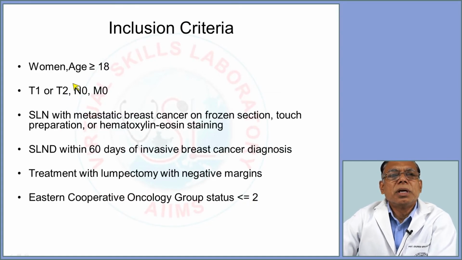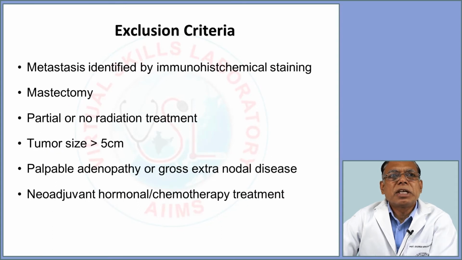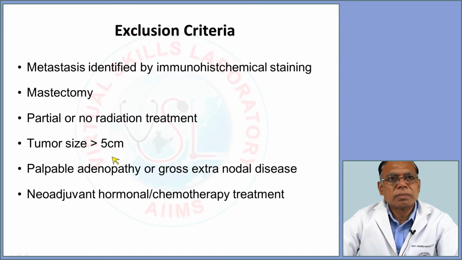And this slide shows the inclusion criteria: women aged 18 and above, T1 and T2 tumor, clinically negative, no evidence of metastasis. Sentinel node had to have macrometastasis, either reported in frozen or touch preparation or H&E staining, and treatment had to be in the form of a lumpectomy with negative margins. Patients having mastectomy or no radiation therapy were excluded, and patients with large tumors were also excluded.